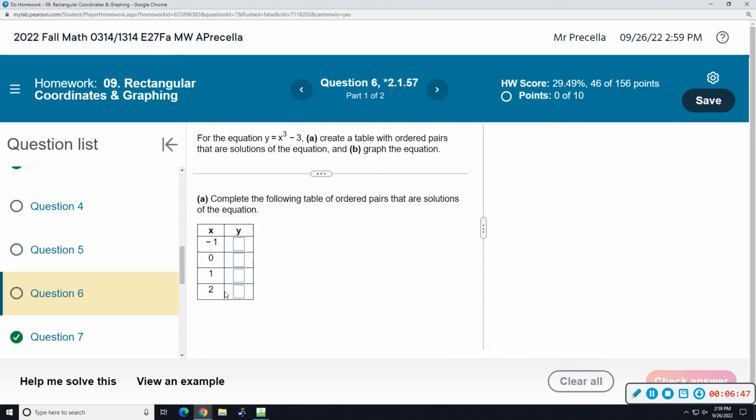Let me write the problem down. This is number 6. Y equals x cubed minus 3. And we're making a table of values. Plugging in 4 numbers. -1, 0, 1, and 2. Let me switch back to my paper.